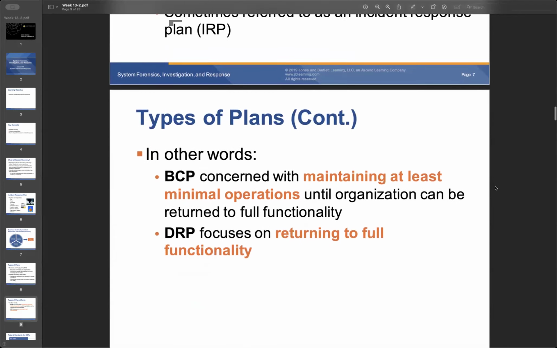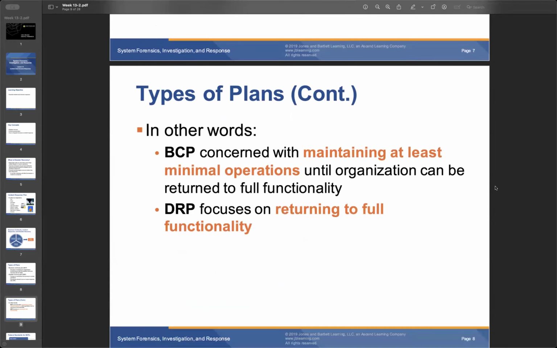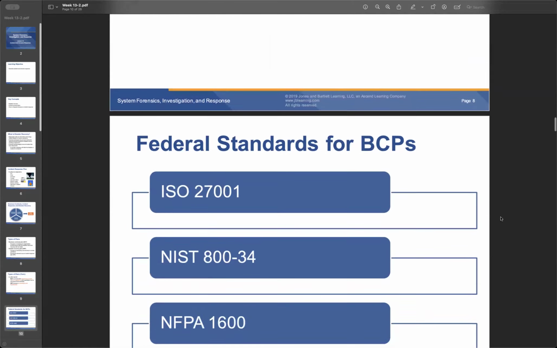When we talk about the BCP, we need to maintain at least minimal operation, until the organization can return to full functionality. For the DRP, the focus is on returning to full functionality. So you usually need to know the key differences between these plans. There is no absolute plan; it depends on the situation, the background, or the needs of the company. So we need to be careful.